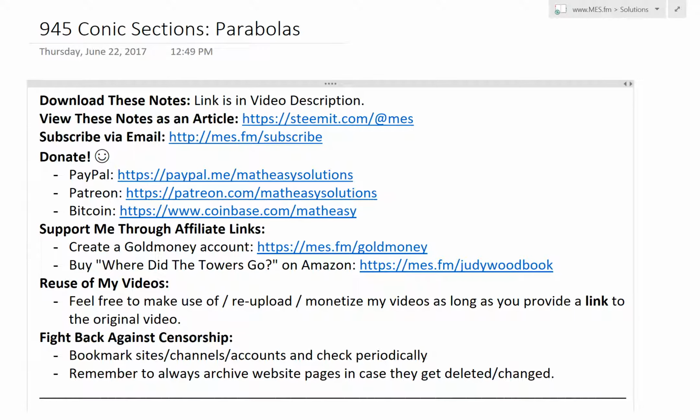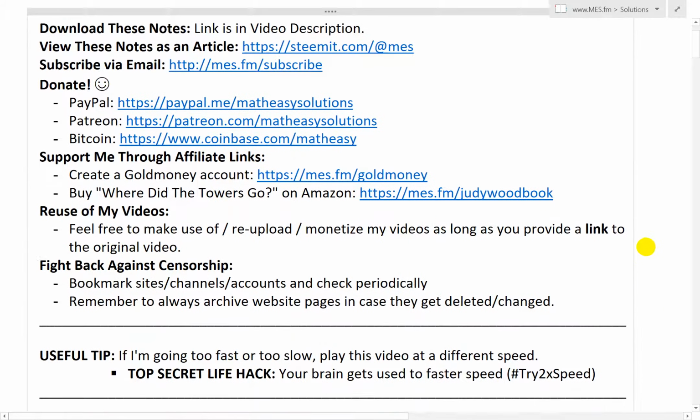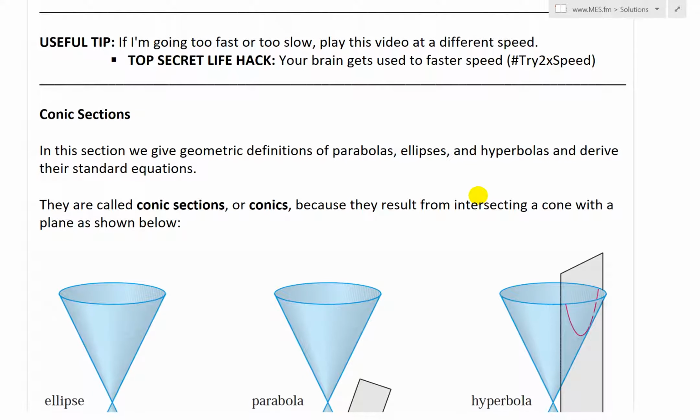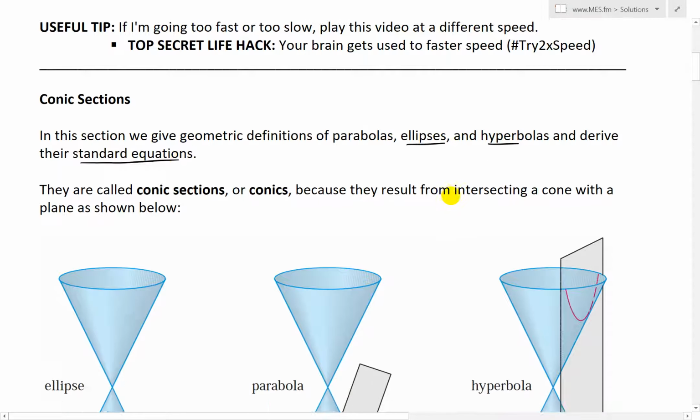Today we're going to discuss a pretty interesting topic, and that's conic sections, part of my new series. Now we'll look at parabolas and go over the formal definition of a parabola, and briefly talk about conic sections. In this section we give geometric definitions of parabolas, ellipses, and hyperbolas. I'll go over these in later videos, and then derive their standard equations.